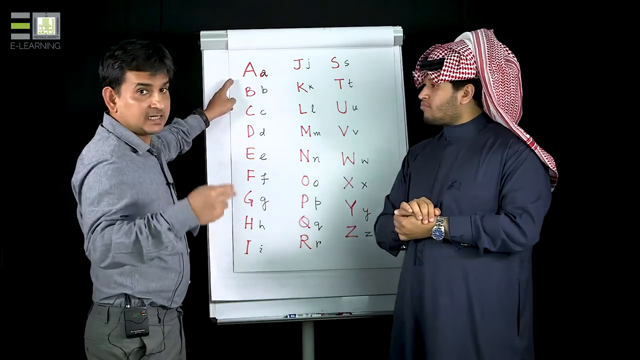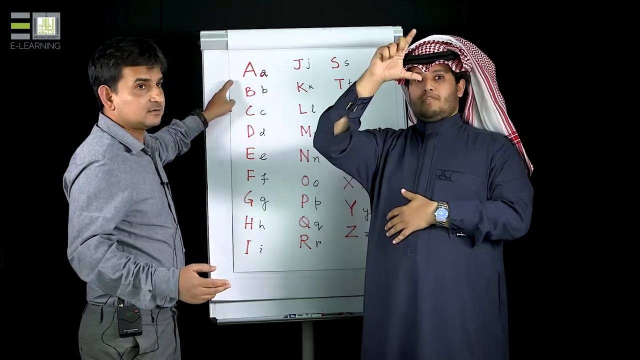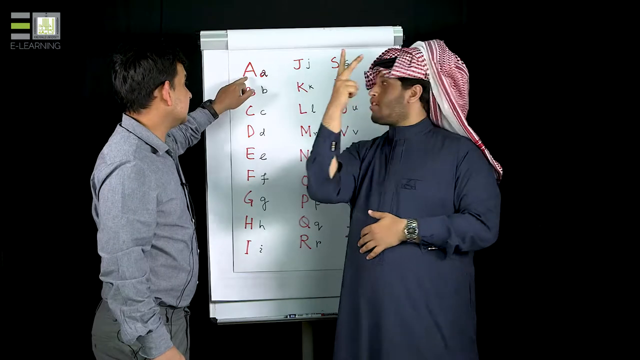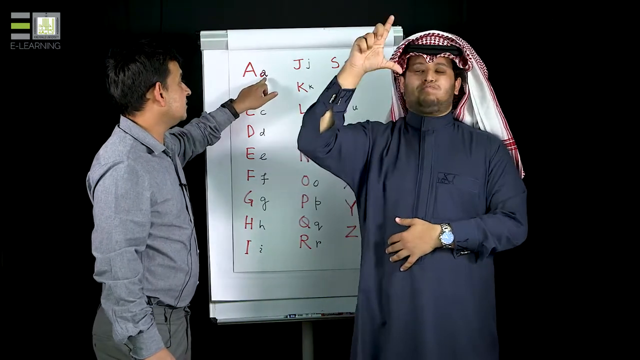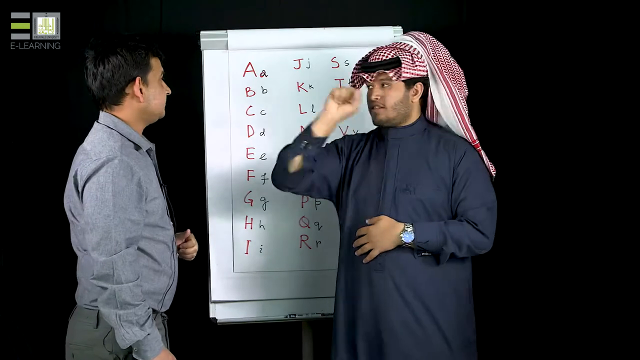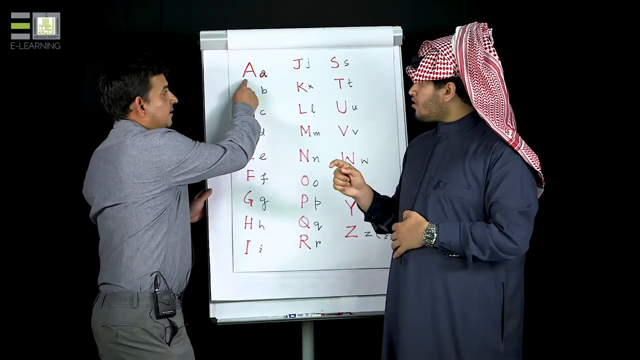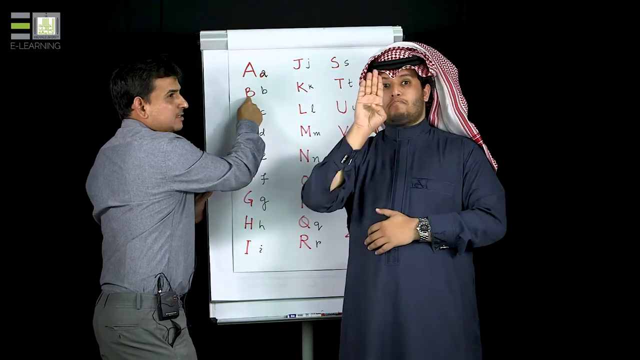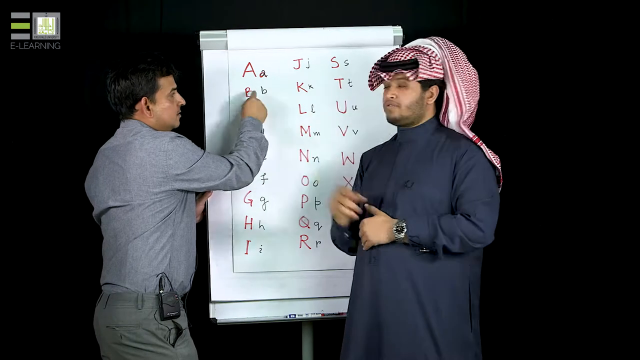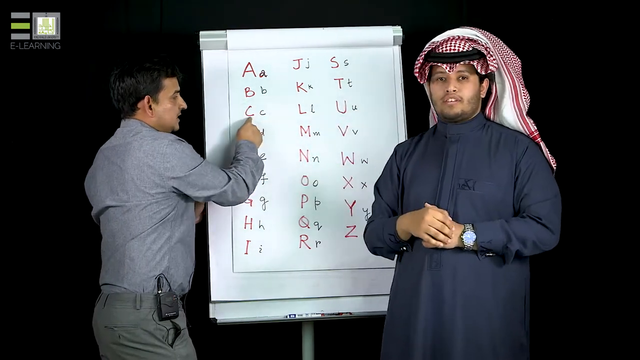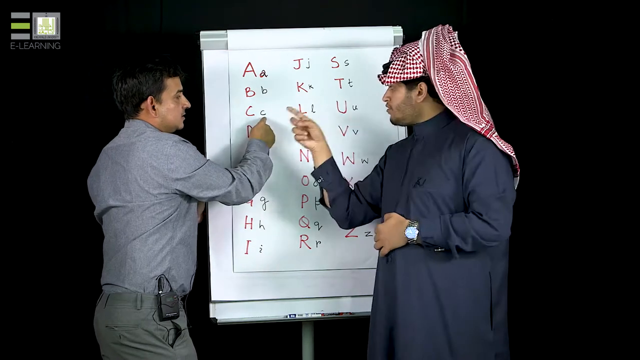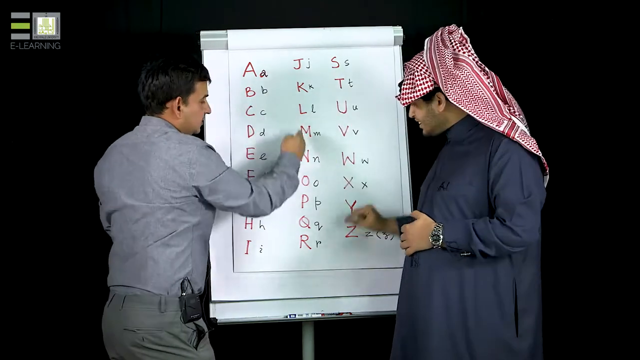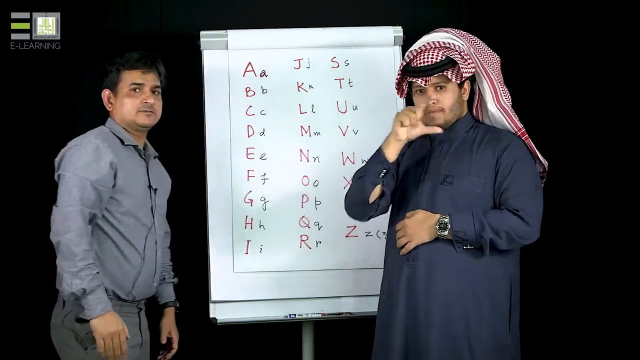As I told you previously, there are two kinds of alphabets in English. One is capital and another is small. A capital, A small, B capital, B small, C capital, C small. And all other examples are likewise.